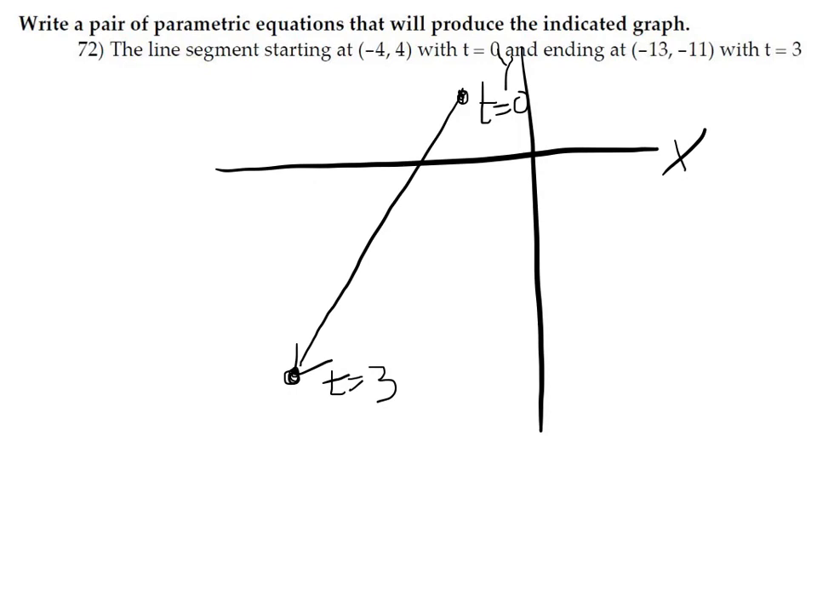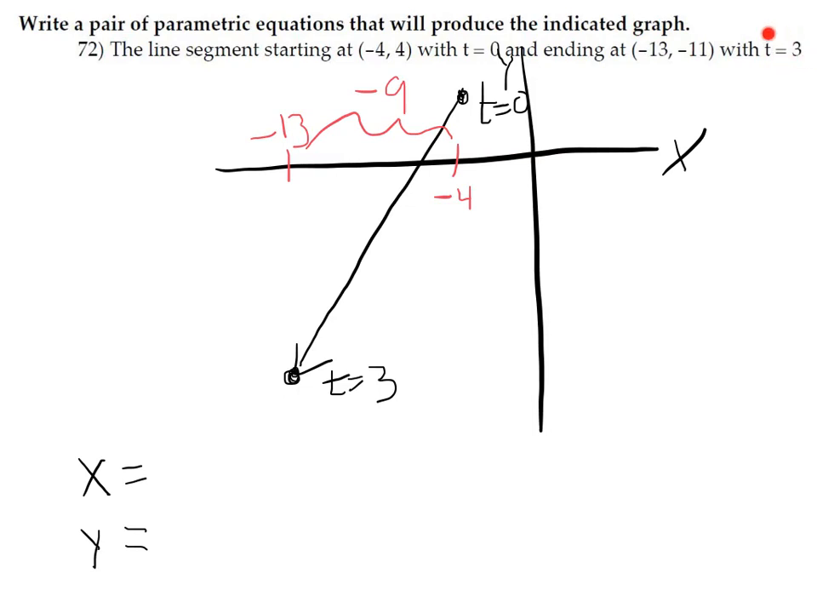Okay, so we need to figure out what happens to the x variable and what happens to the y variable. The parametric equations are x equals a function of time and y equals a function of time. Here we are at -4, and we have to get to -13. How far is it from -4 to -13? That's 9. So totally, we have to go -9 in the x direction.